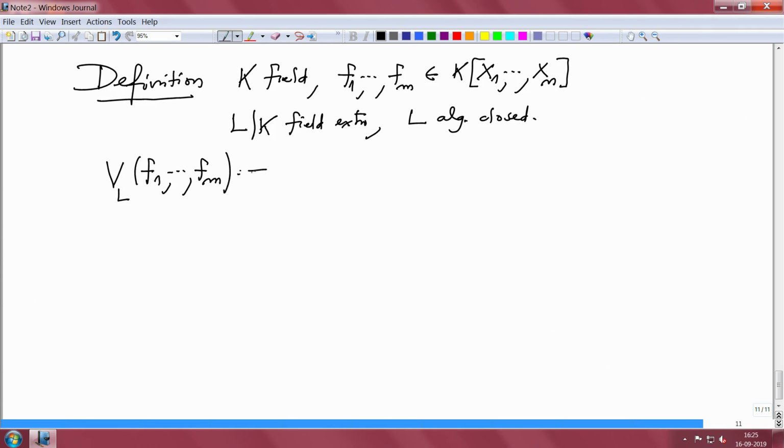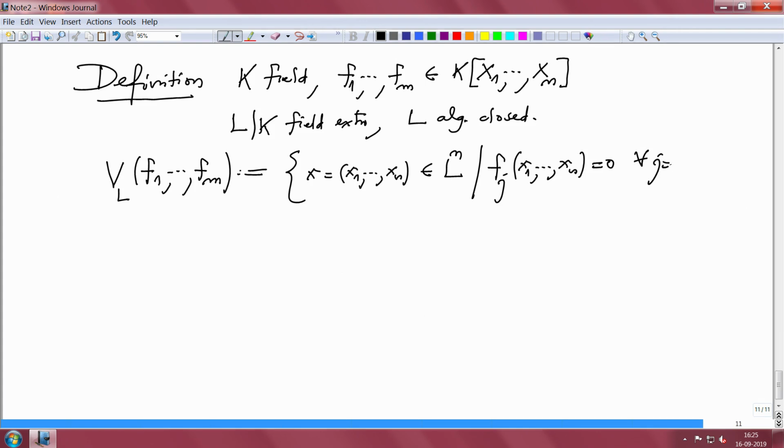This is by definition all those tuples x = (x1, ..., xn), not in K^n but in L^n, such that all these polynomials vanish at x, for all j from 1 to m. This I will also just write as Fj(x), x being a tuple. So, this is a subset of L^n.